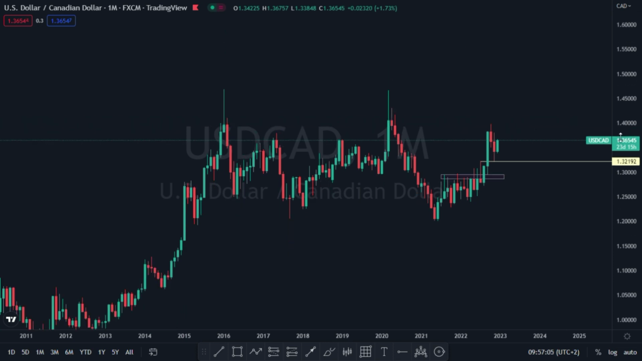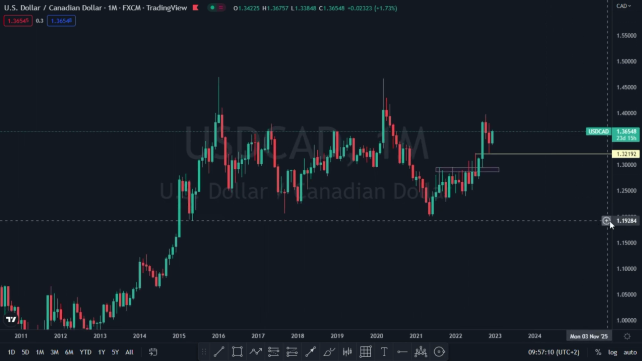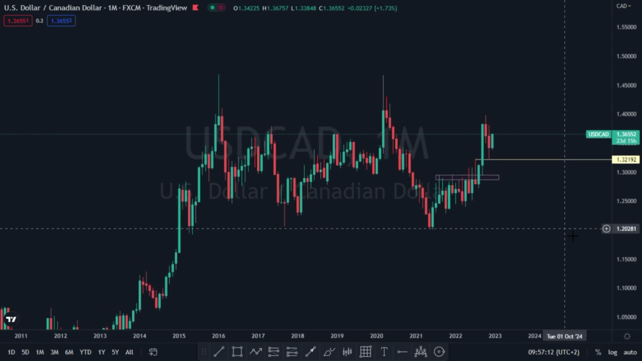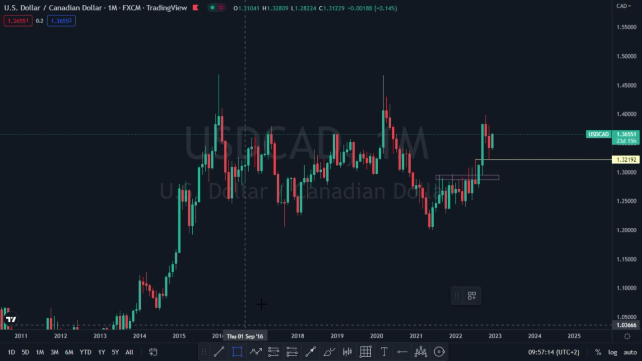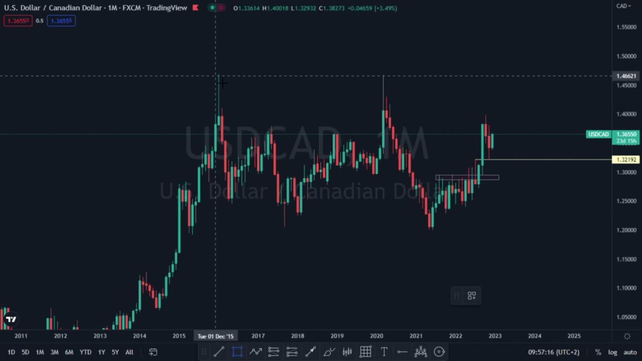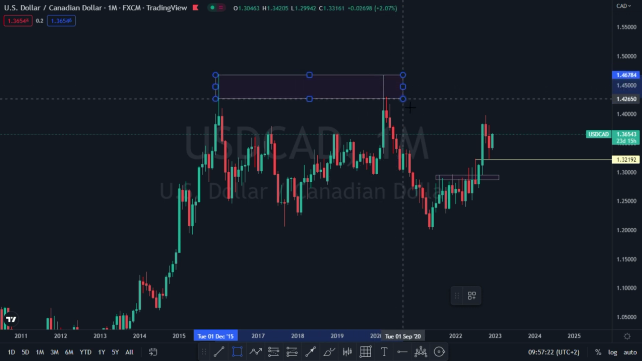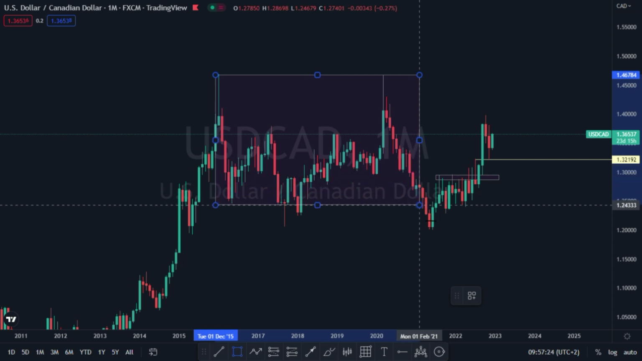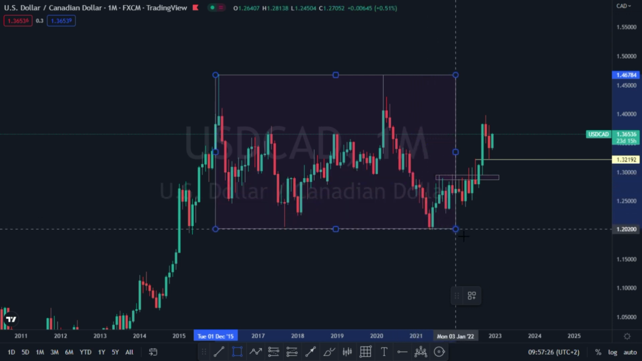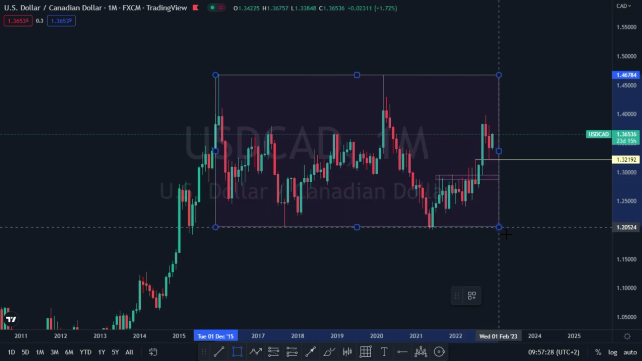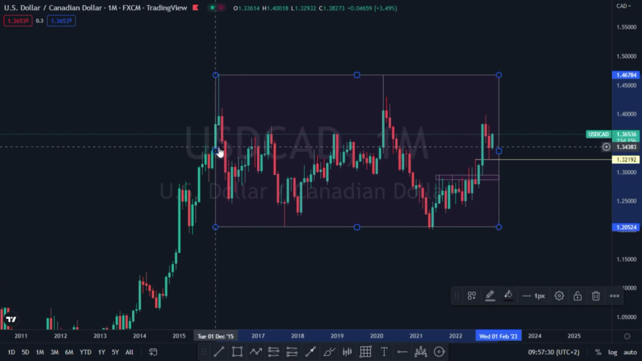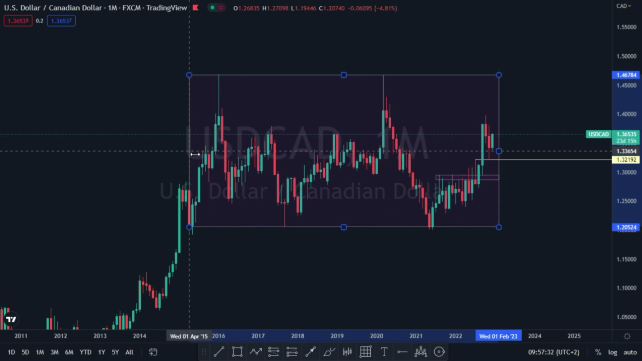So if we look at other scenarios, I can already see that we have that double top right there, and that double top, to me, this whole move is just a ranging market. So we have a ranging market here on this USD CAD. As you can see, this is some sort of ranging market, right?